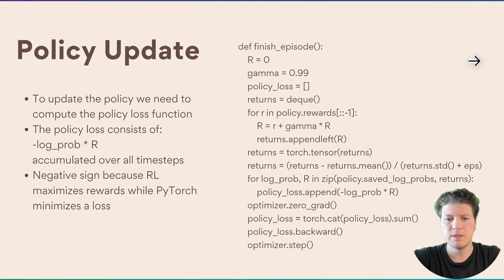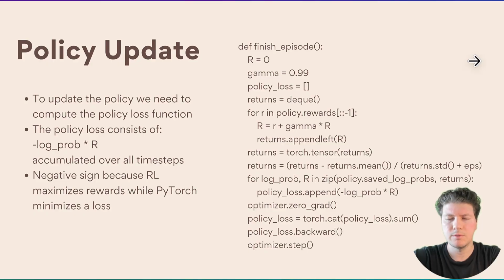To update our policy, we need to compute the policy loss function. The policy loss consists of negative log prob times R, the discounted reward, accumulated over time steps. We use negative sign here because in our RL we want to maximize our rewards, while in PyTorch we want to minimize the loss. Once we have our loss computed, we zero the gradients, call loss.backward and optimizer.step to update the parameters.